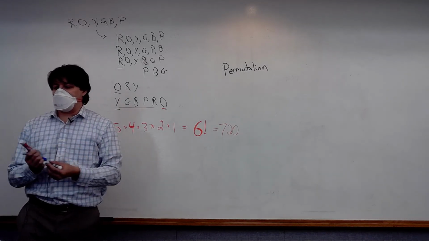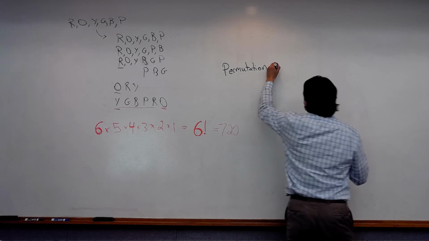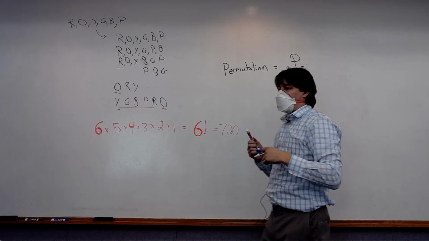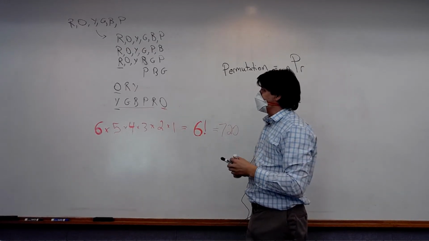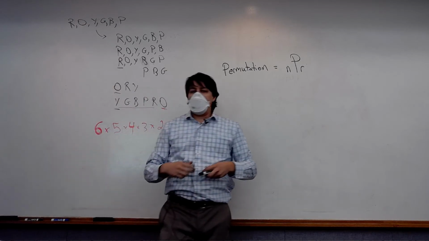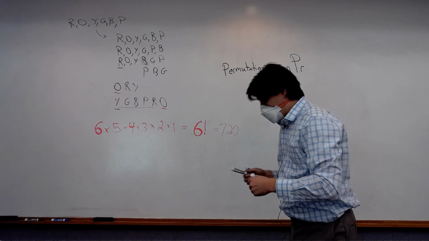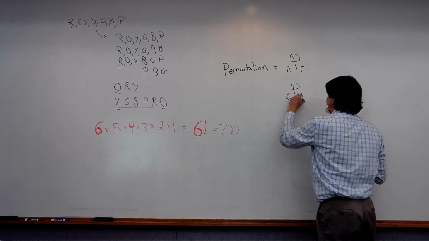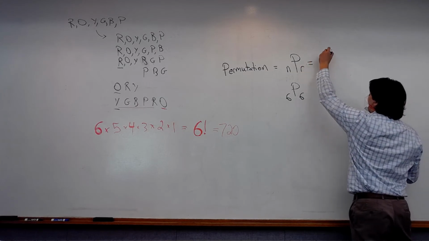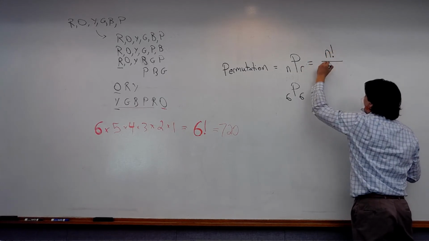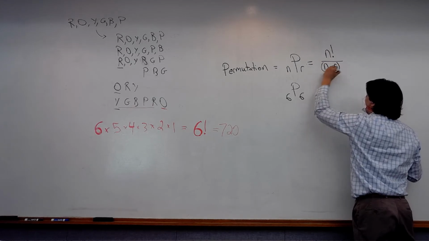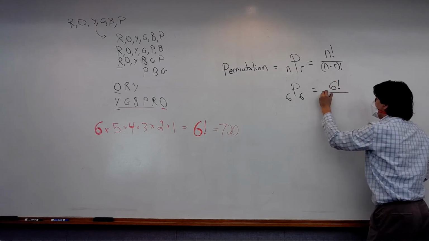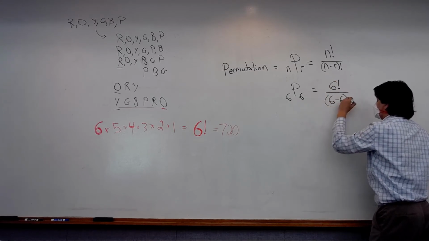Now, the full permutation formula is nPr, where n is the number of objects. Here we have 6 objects. And r is the number we're selecting. So again, we've selected 6. So our case is 6P6, but the formula is n factorial over n minus r factorial. Okay, and so in our case that becomes 6 factorial over 6 minus 6 factorial.